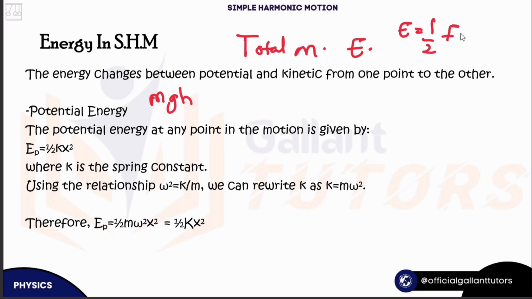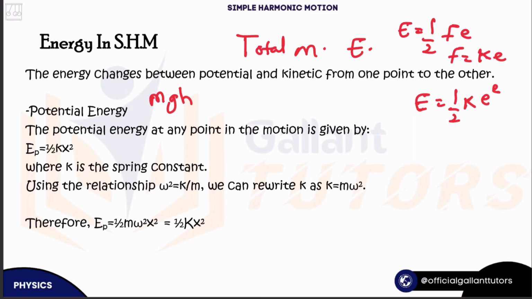Half Fe. I tend to like this formula. Energy is equal to half Fe. Is that getting through? So e here means extension, and we can also say e means displacement. Now, F according to Hooke's law is equal to Ke. Now it means that energy will also be equal to half K e square.